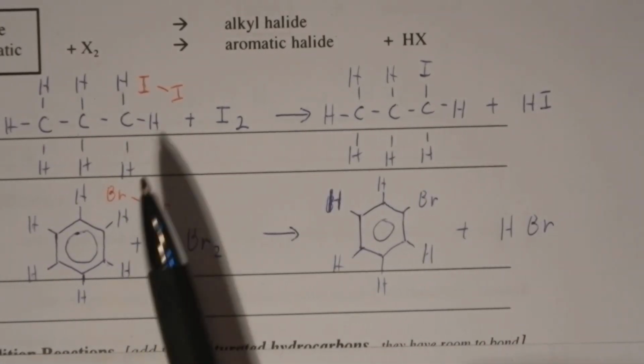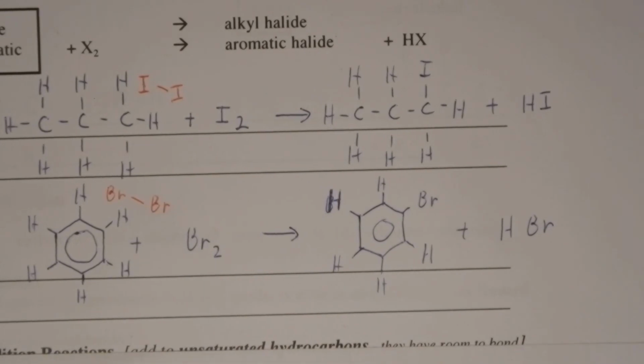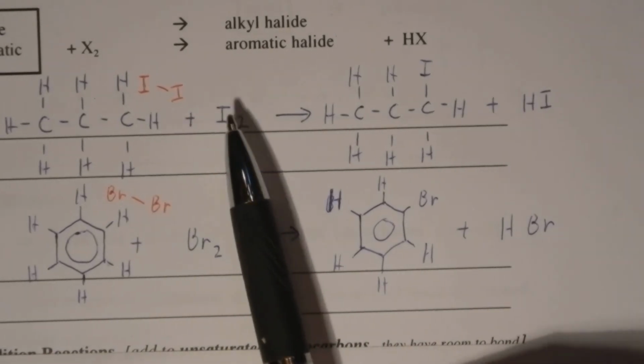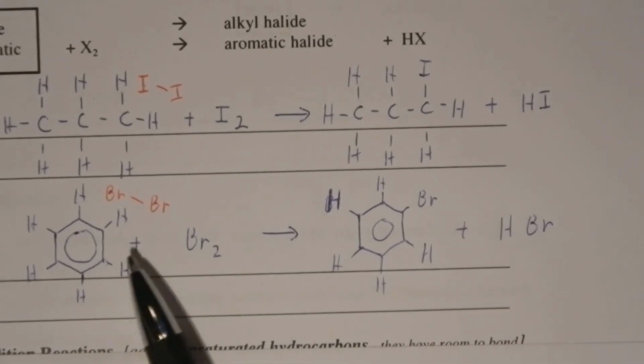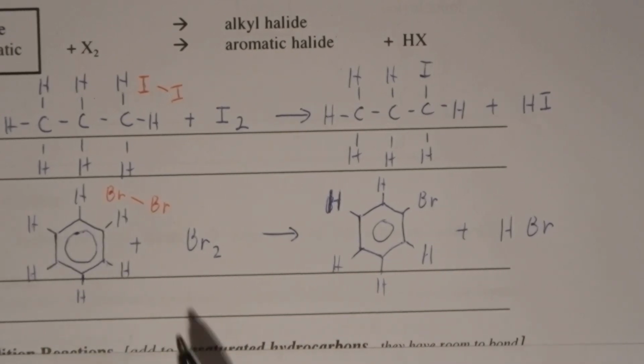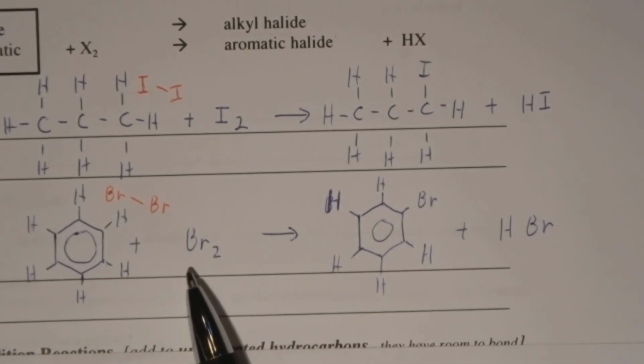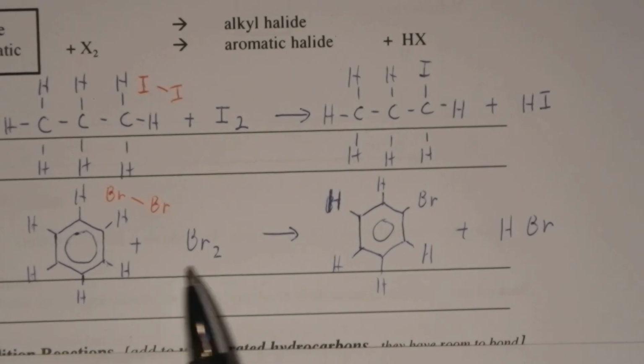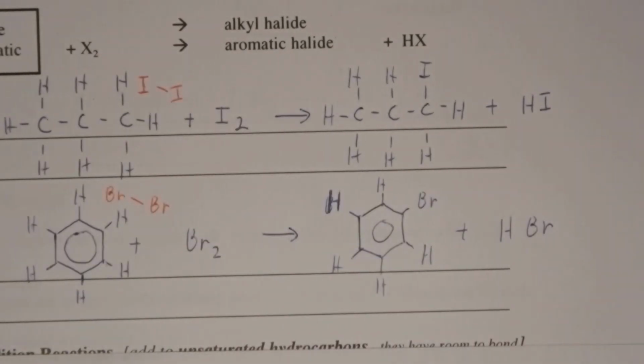You've got to understand, if I wanted to replace all those hydrogens, I could, but it would take 8 molecules of iodine. Similarly, I could replace all these hydrogens, but it would take 6 molecules of bromine. Only one atom of bromine goes on at a time in substitution.